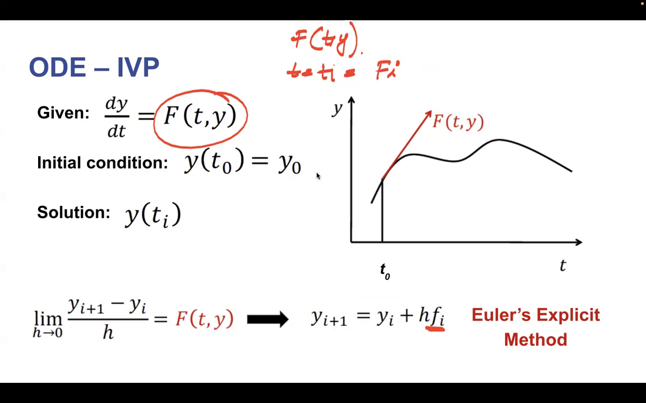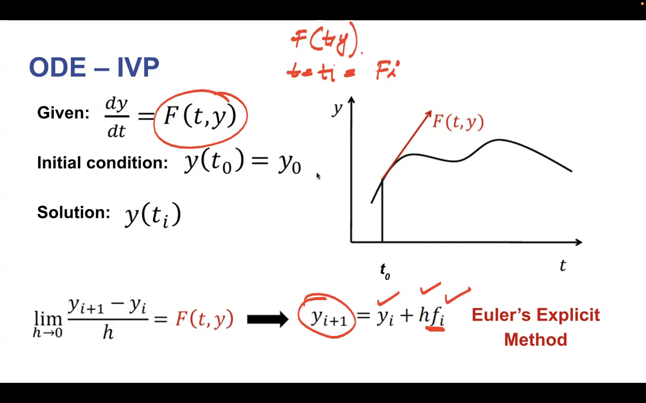So what happens? You know the starting value of y. h is a very, very small value that you take. It could be 0.01, 0.1 or something like that. And this is the slope at the particular t equal to ti. And then when you do this, you will get the y value at the next point, that is, at the i plus 1th point. This update formula is called the Euler's explicit method.